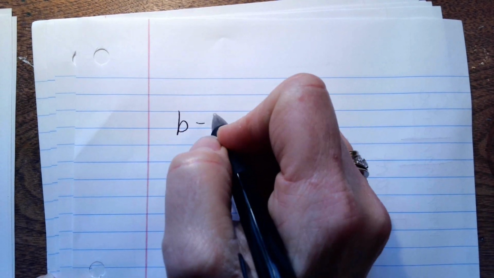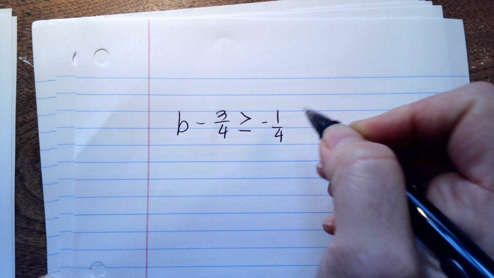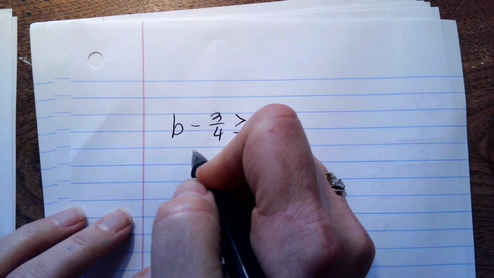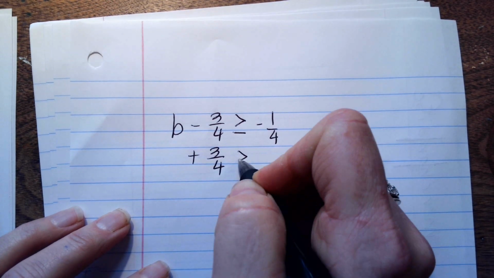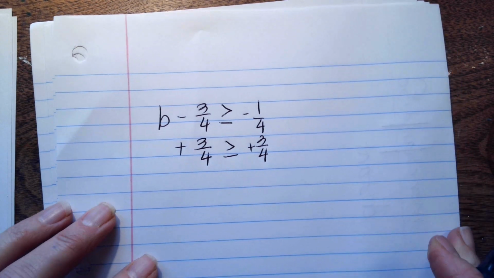Okay, so we have solved this inequality. B minus 3/4 is more than or equal to negative 1/4. So the first thing we have to do is say that they're subtracting 3/4, so we add 3/4. Anything I do to one side of the equation, I do to the other.